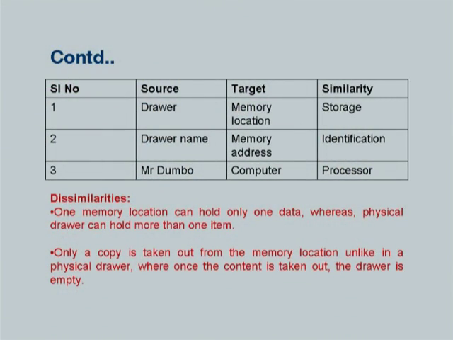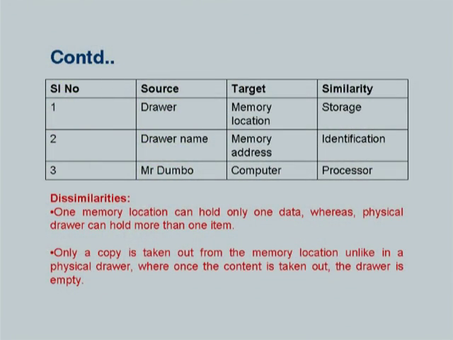What was interesting in this simulation is that we had multiple analogies built into this visualization. The first one was a drawer being analogous to memory location, and the similarity highlighted is that both of them can store something. The second one is the drawer name analogous to memory address, and both of them are required for identification. And Mr. Dumbo to the computer, and both of them can process, right? As you see, I'm sure you can also find some more analogies, but these were the ones highlighted.